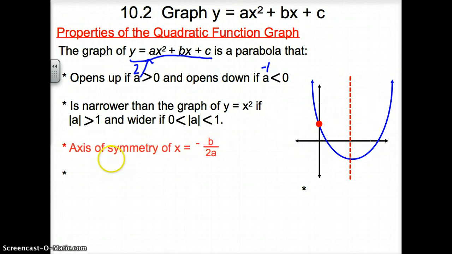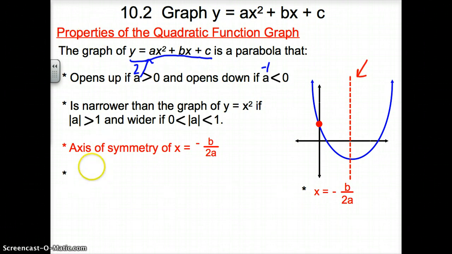Next, and a very important property here, the axis of symmetry of our parabola will be negative b over 2a. And remember, this is going to be our axis of symmetry. This red dotted line is the axis of symmetry.